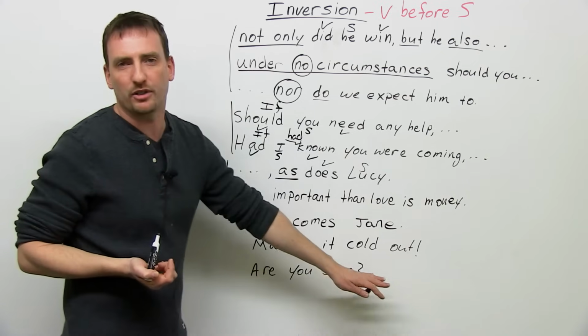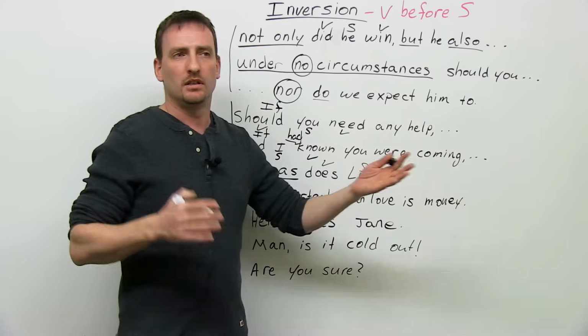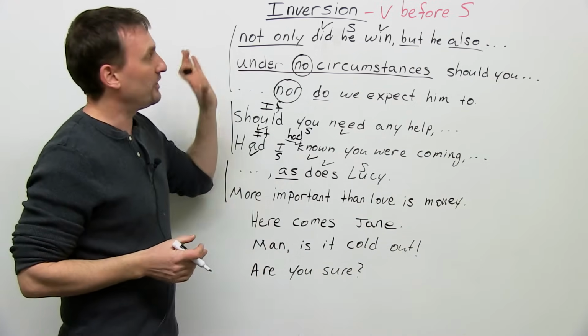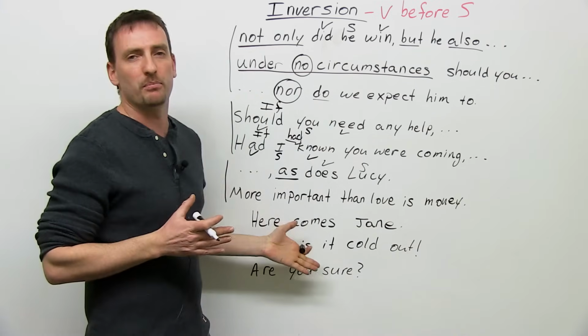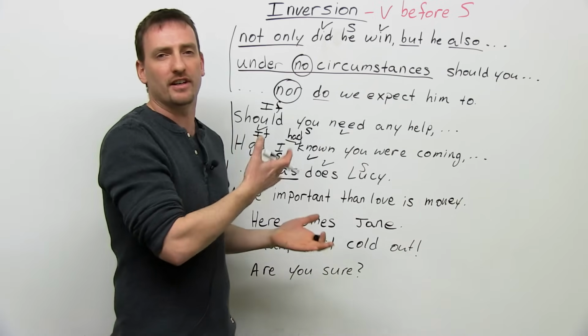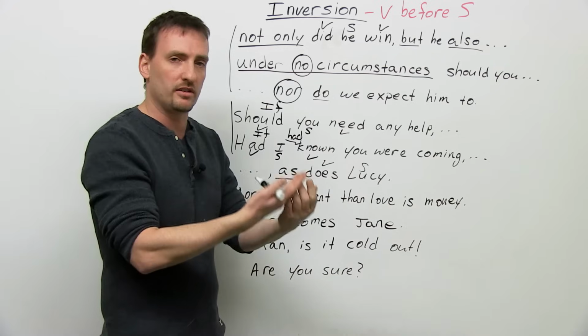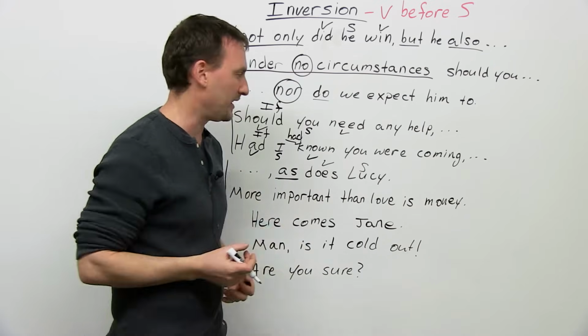And of course, you have your question. Are you sure? Are you happy? Did he come? Did you see that? Whatever the situation is. So there you have it, inversion. It's not complicated. You have to just remember the particular structures that use inversion. When you see it, you'll understand what's going on. When you want to use it, here's your list. Pick one, write your sentence, make it work.